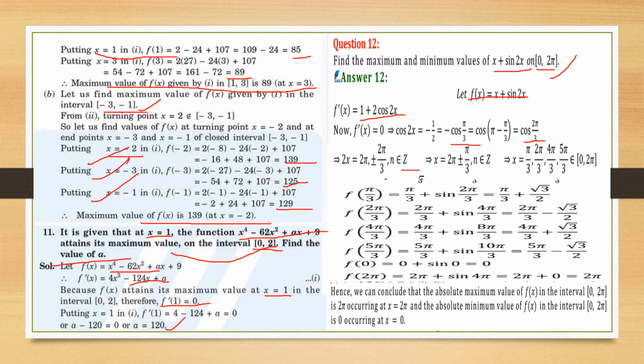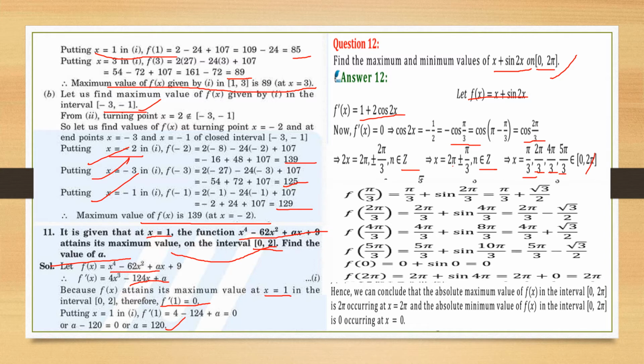So x is 2nπ ± π/3, for n belonging to Z. When I take n as 1, I'll get π/3, then 2π/3, then 4π/3, then 5π/3. All the angles are belonging to 0 to 2π.